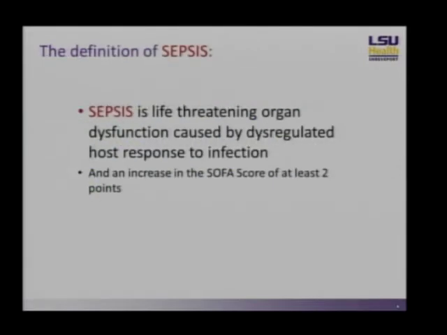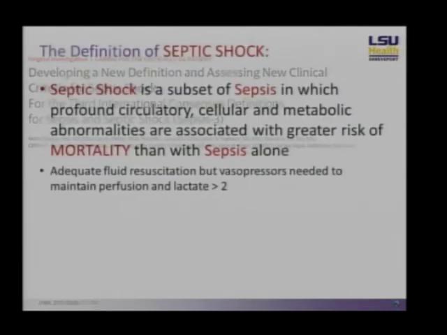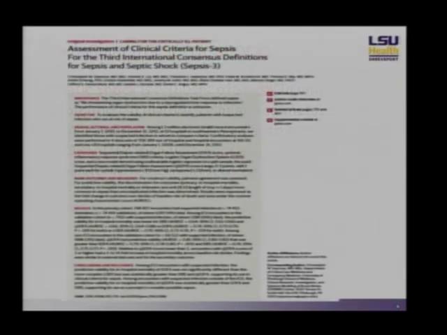Definition of sepsis is, from here on out, a life-threatening organ dysfunction caused by dysregulated host response to infection, and you're going to see an increase of the SOFA score of at least 2 points. From there, they said, okay, we got the sepsis part. Here's septic shock. Septic shock is a subset of sepsis, profound circulatory, cellular, and metabolic abnormalities associated with a greater risk of mortality than sepsis alone. They have fluid optimization, are on vasopressors, and their lactate is greater than 2, is your new definition for septic shock.